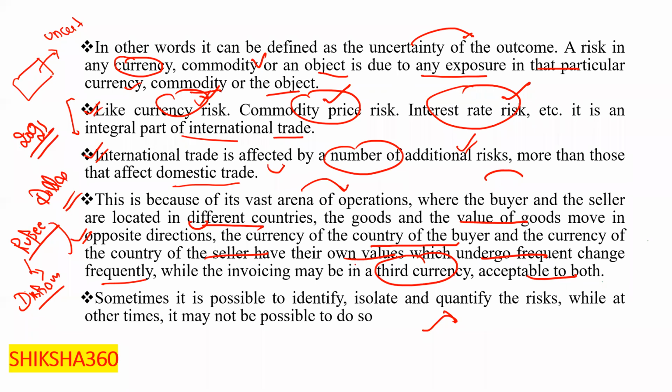Basically, the buyer deals in one currency, the seller deals in a different currency, and the invoicing is done in any other currency, a third currency that is acceptable to both. Sometimes it is possible to identify.